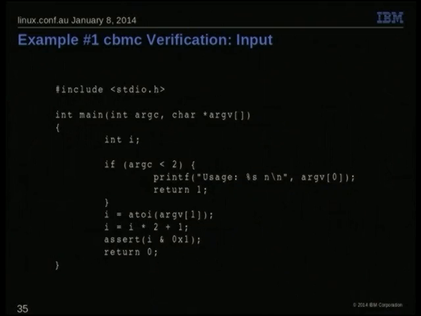So I had to write a little program to check it out. The little program takes an argument, multiplies by 2 and adds 1. The result is guaranteed to be odd, and then it has an assertion saying, yes, it's odd.